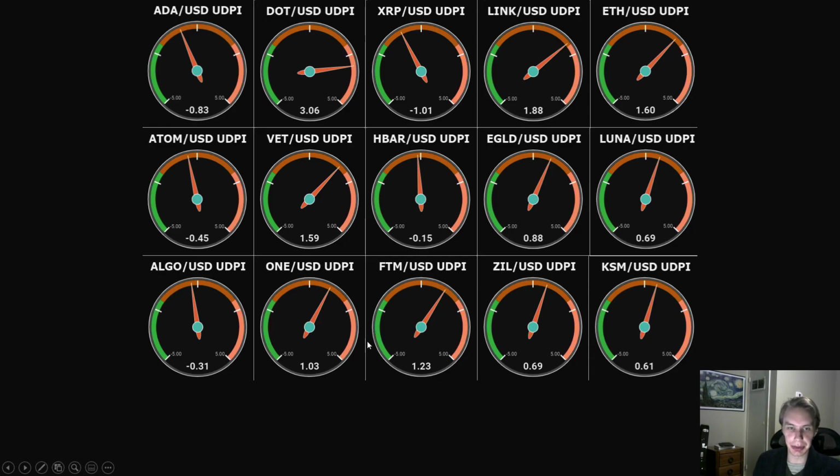FTM is down about 10% in that time frame. I think one is actually down a little even more during that time frame, and these were also ones that were around the 1 level back on the 28th. And so they're still hanging out there, but they've had corrections. So the UDPI hasn't really become convinced that they've cooled off back to these more favorable risk-reward ratios. They're still not unfavorable by any means. Being at 1.23, these aren't super overheated. They're not at 3 like DOT is, but they're also not super low either.